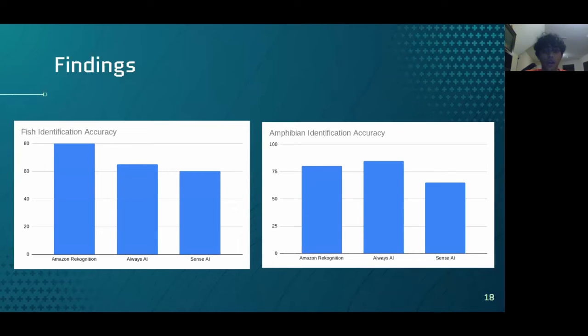From the graph on the right, we can see that Always AI had an accuracy of 85% when identifying amphibians, while Amazon Rekognition and Sense AI had lower accuracy percentages at 80% and 65% respectively.